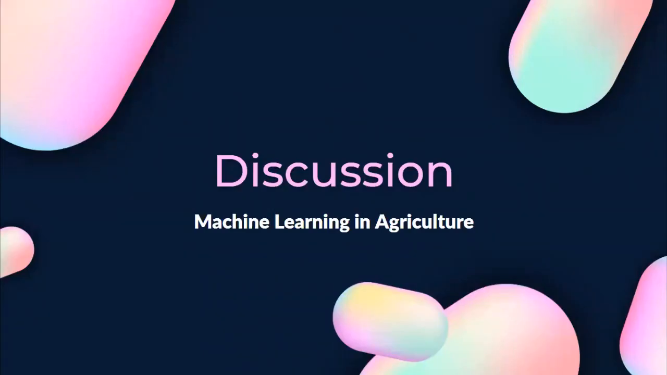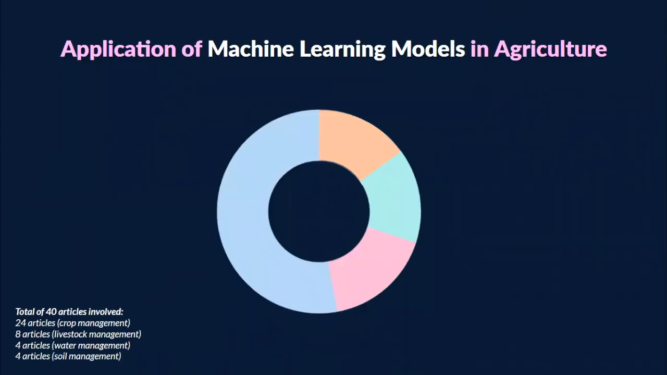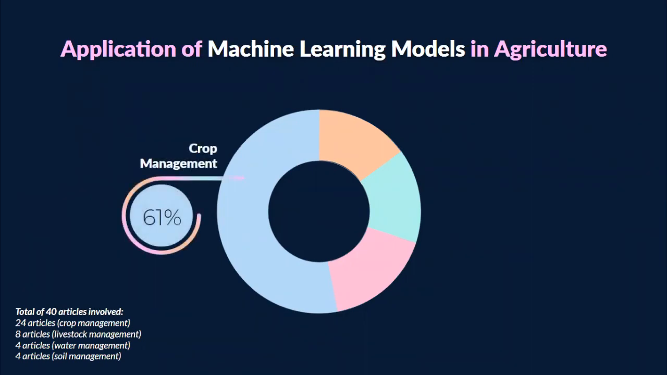Hi, I'm EJ here. In this presentation, I will be discussing the application of learning models in machine learning in agriculture. So a few learning models have been implemented in agriculture, mainly in crop management, livestock management, water management, and also soil management. Crop management has the most implemented machine learning models.